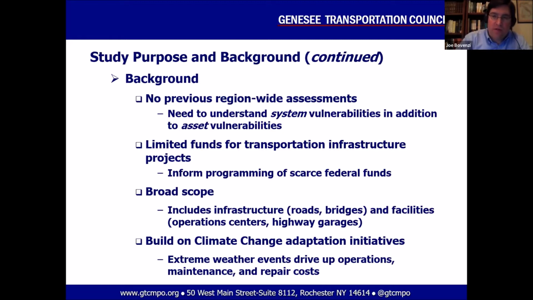And Jen sort of alluded to this in some of her comments a few moments ago, where we're looking at what impacts extreme weather has. It's driving up our operations costs, increasing repair costs. And so, again, what can we do to position a region to minimize those impacts?